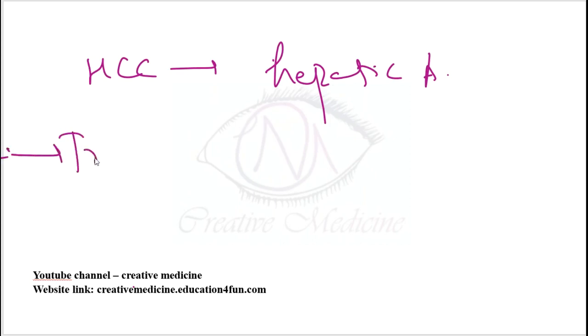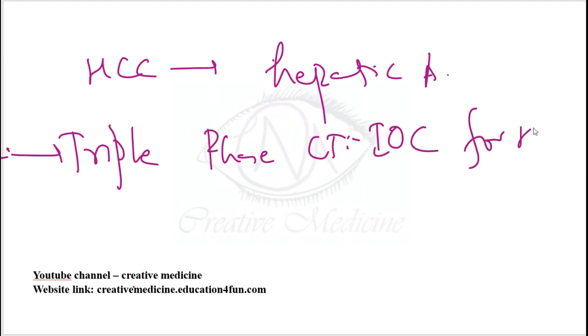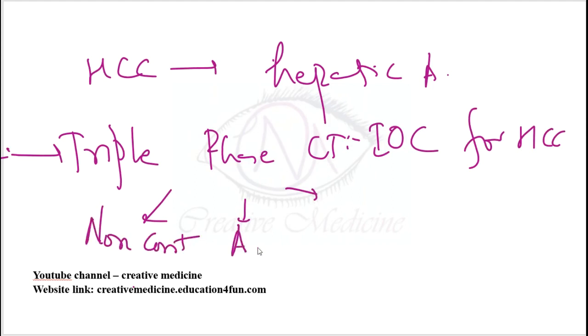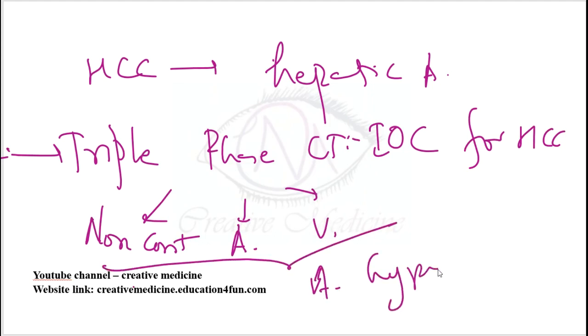And in hepatocellular carcinoma, triple phase CT is the investigation of choice, where you see three phases: a non-contrast phase, then an arterial phase, and a venous phase. So in this triple phase CT, you will see arterial hypervascularization with venous washout in these patients.